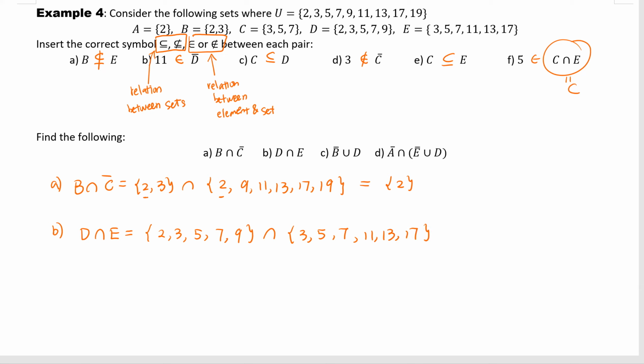Okay, we're still looking for intersections. So which are the common elements? You can see 2 is not common, 3 is common, 5 is common, 7 is common, 9 is not common. So the elements are 3, 5, and 7. So far, so good, everybody?